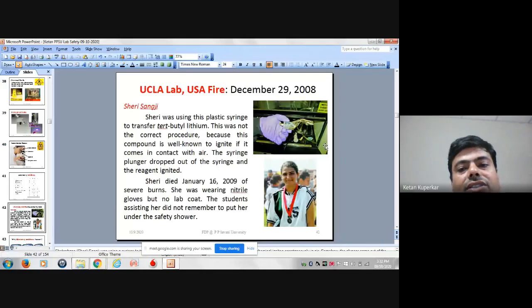Unfortunately, she did not do so, and she sustained severe burns. Unfortunately, her lab mate who was accompanying her in the lab while performing this practical was not trained how to use the safety shower. Otherwise, the lab mate would have placed Sherry under the shower and her life could have been saved. But unfortunately, on January 16th, she passed away.